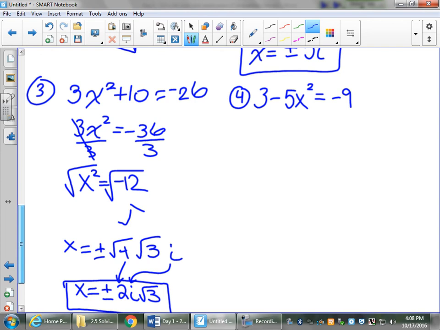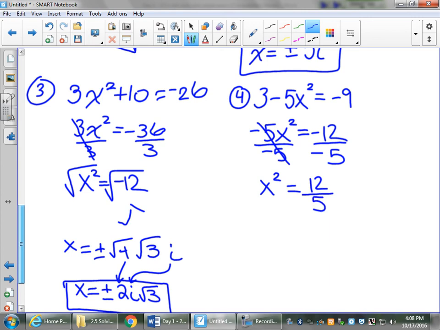I'm going to subtract the 3 to the other side. Watch your signs. And divide by negative 5. Now 12/5, I can't simplify that at all. The 2 negatives will change to a positive, but there's no common factor between 12 and 5. When I square root both sides, I can square root them individually, which will then allow me to see that I'm going to have to rationalize the denominator. So I'm going to multiply the top and the bottom by radical 5.